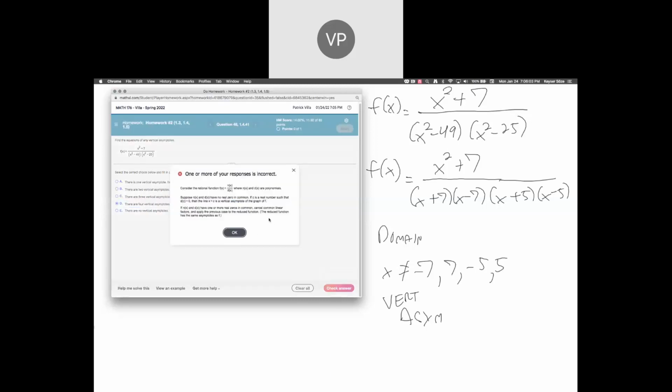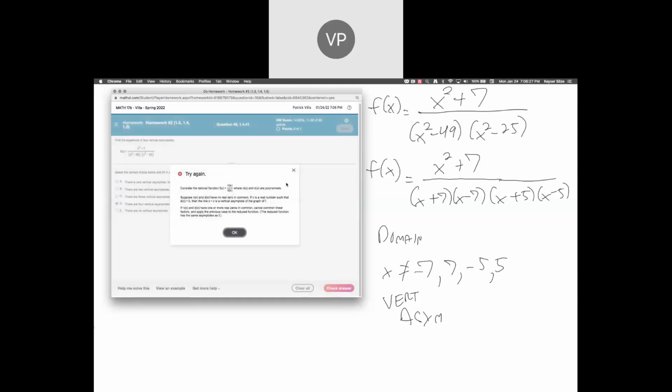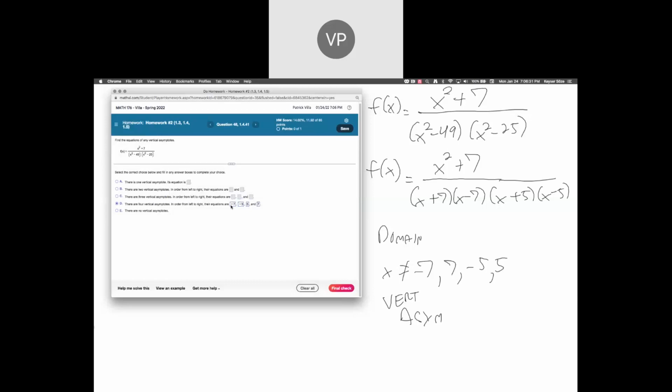And we check them out. Uh-oh. What did I miss here? Okay, let's see. Oh, I did not read that right. I said you didn't have to put it in the right order. It does say right here in order from left to right. So let's fix that. -7, then -5, then 5, then 7. Usually they're not that picky, but they're still not liking something up here.